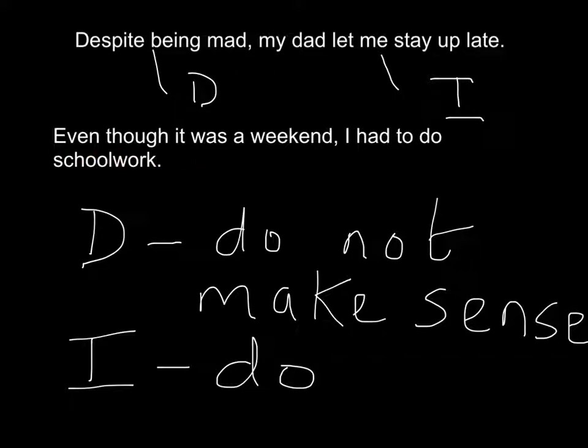Even though it was a weekend, I had to do schoolwork. I had to do schoolwork would make sense by itself. Even though it was a weekend is a dependent clause beginning with a subordinate conjunction, even though. As you can clearly see, when the subordinate conjunction begins a sentence, a comma is placed in between the two clauses, just there, not directly afterwards. Click on the next page and we'll see some more.